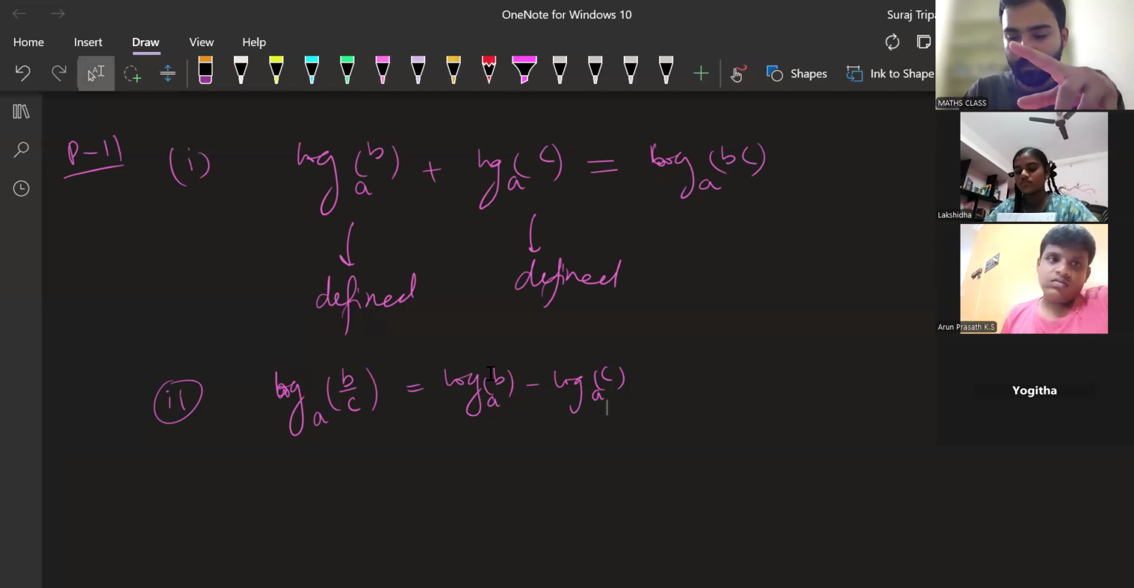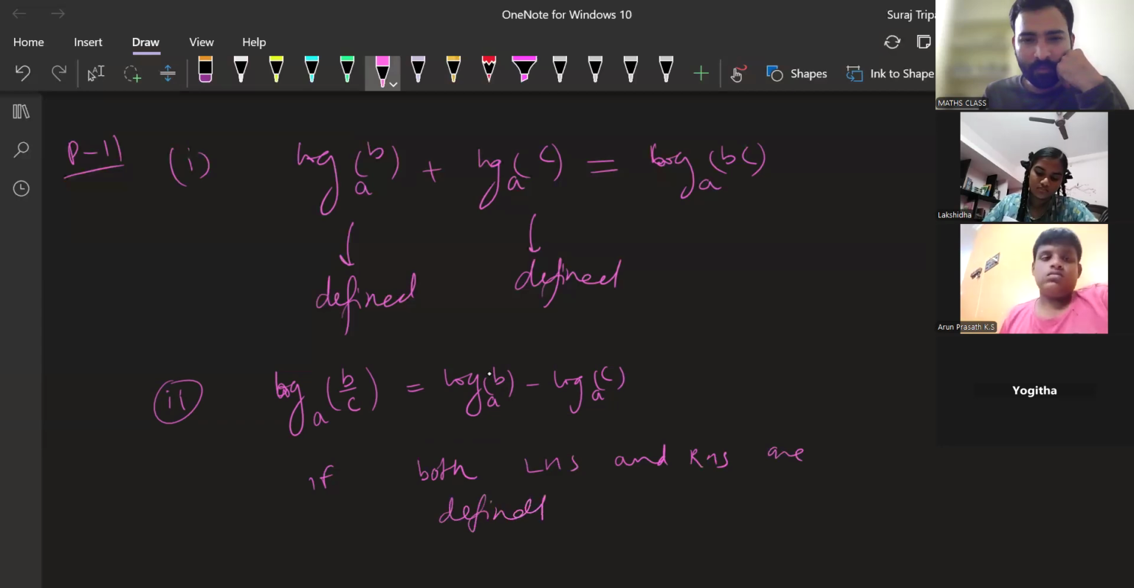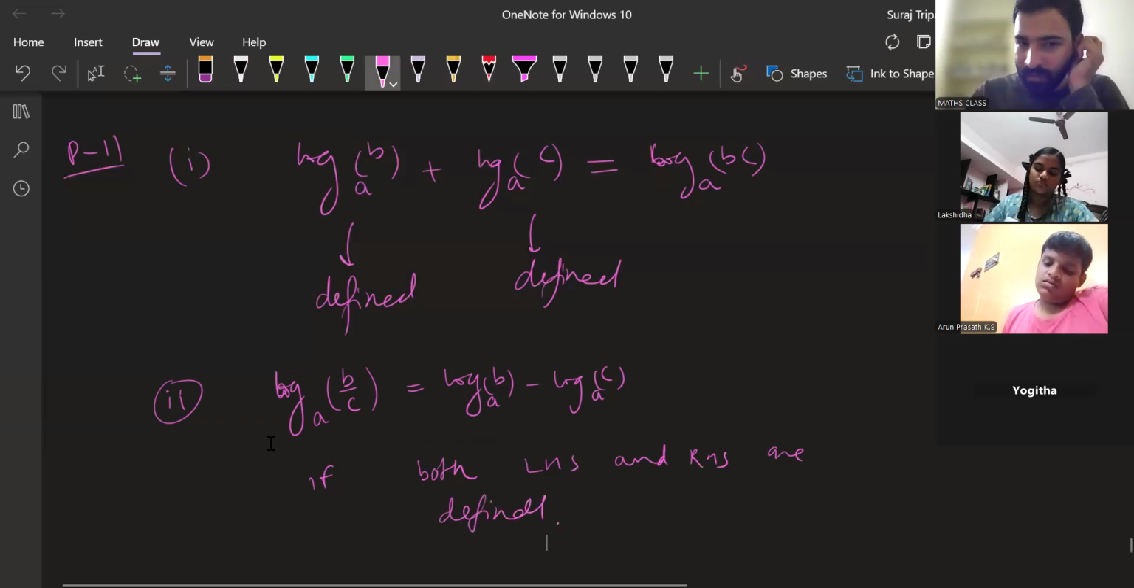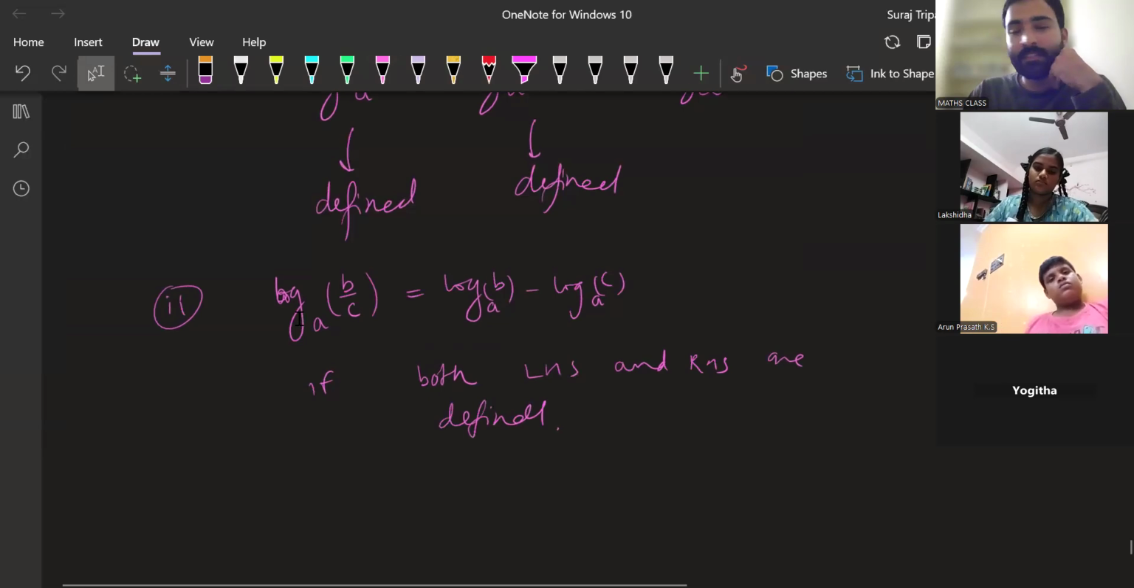Okay. So only you can write this if both LHS and RHS are defined. Then only you can break it using the division quotient rule. So b upon c can be written as log b minus log c only if both are defined. LHS should be defined, RHS should also be defined. Like, LHS is defined, but while writing log of b minus log c, if log b is not defined, then it will not be valid to write it in difference form.